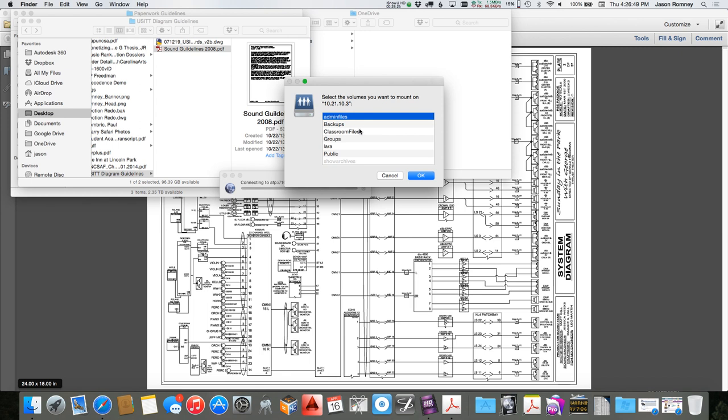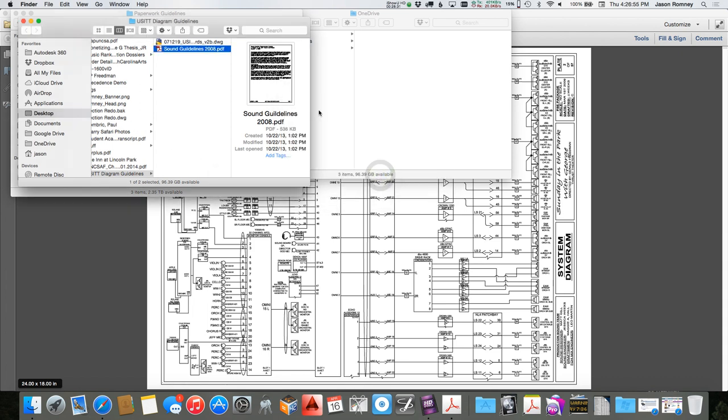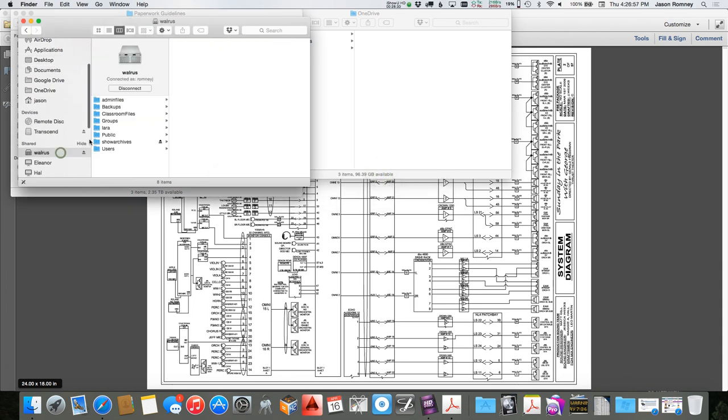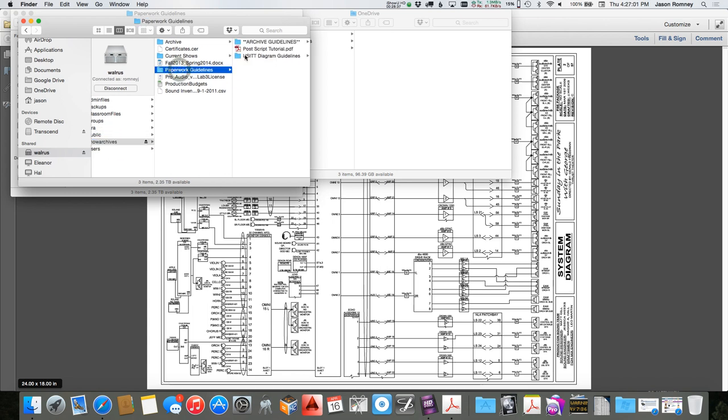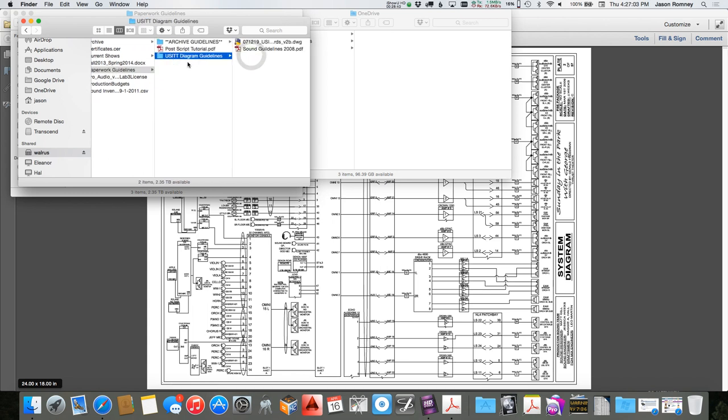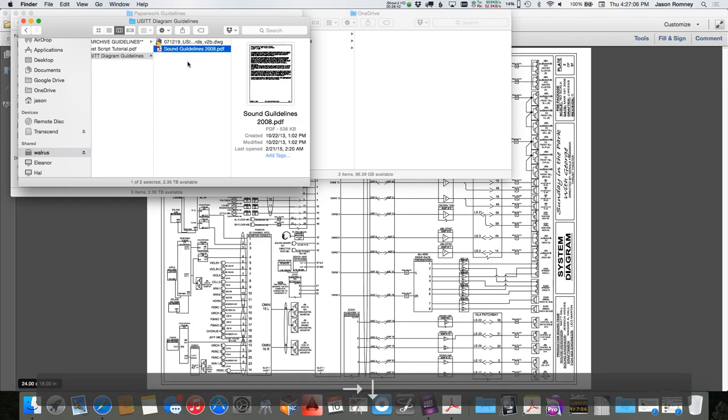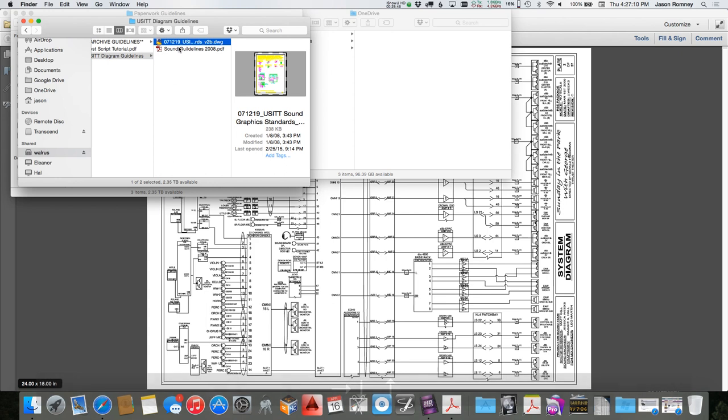And then it'll bring up this list. These are all the different shares. You want to go to the show archives share folder, and that pulls up over here. There's a folder here called Paperwork Guidelines, and then there's the USITT Diagram Guidelines. There's two things in here. One is the PDF that I showed you. The other is an actual CAD file of that, so it's that PDF document, but in CAD format.